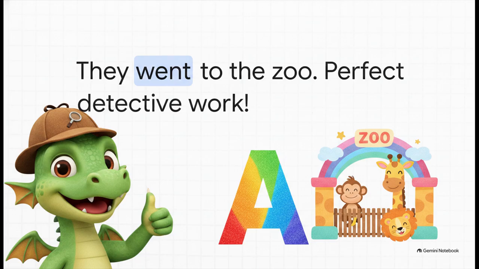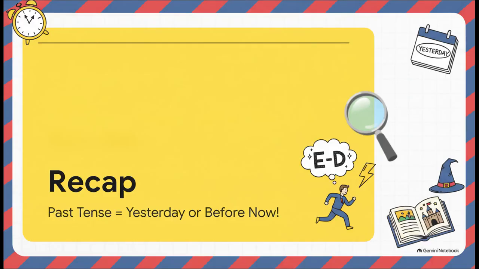Yes, the correct answer is A, went to the zoo. Awesome job. Let's celebrate that. You remembered that go completely transforms into went when we're talking about the past. You've truly mastered these tricky special verbs today. I'm honestly just so impressed with your grammar detective skills. Let's lock this time-traveling superpower into our memories for good.